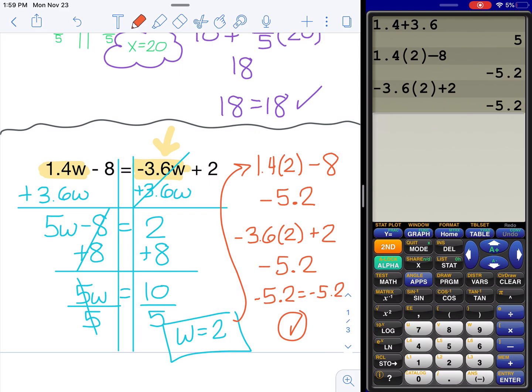So remember, when you're dealing with fractions and decimals, get out that calculator and use it. All right, happy solving.